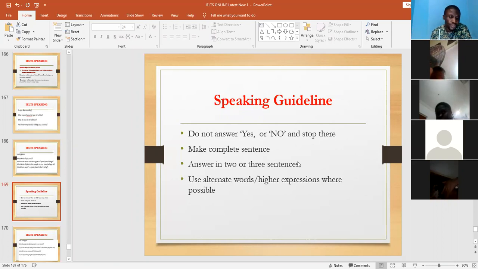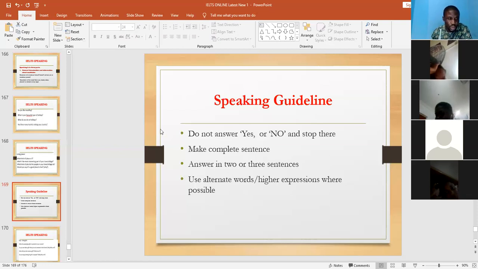Do you like attending functions? Okay, I like functions. I'm a big fan of events, okay, or social gathering. So immediately you're able to use alternate words and not directly the word that the examiner is using in asking you the question. Your point goes higher. And if there are higher expressions you can bring in, it makes your score go up in the speaking aspect. So that's the guide for this section 1.